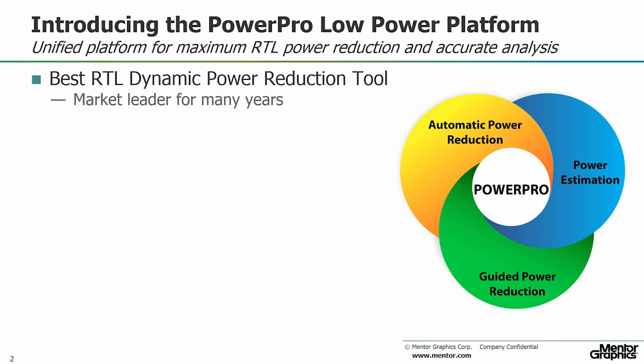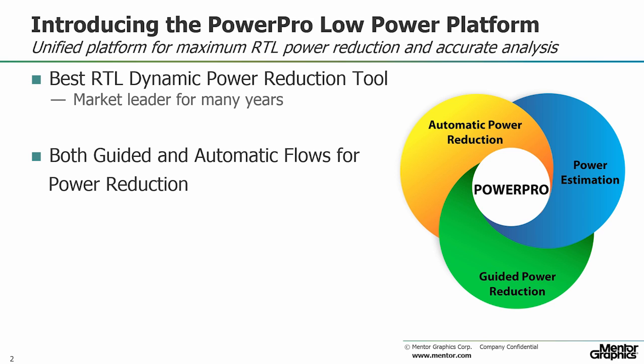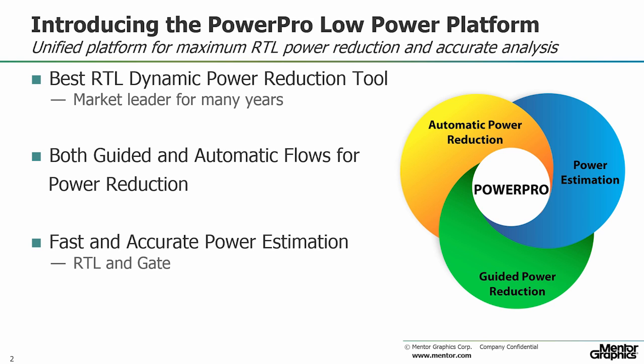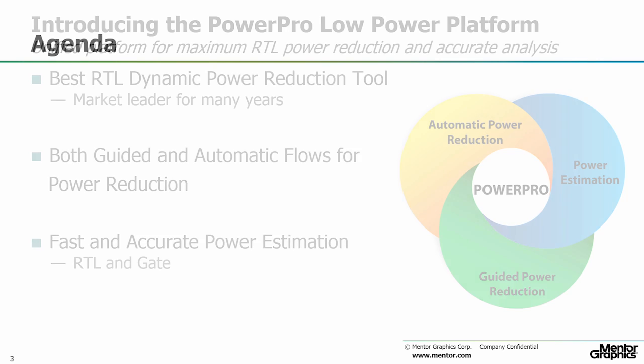PowerPro has a wide range of RTL power reduction techniques, including clock, memory, and data path operators gating. PowerPro platform provides both guided and automated flows for power reduction. It can write out the power optimized RTL automatically, and it also provides suggestions which can be used by the RTL designers to manually optimize their RTL. PowerPro platform also has the capability of performing fast and accurate power estimation. It can perform the estimation both on RTL and gate level designs.